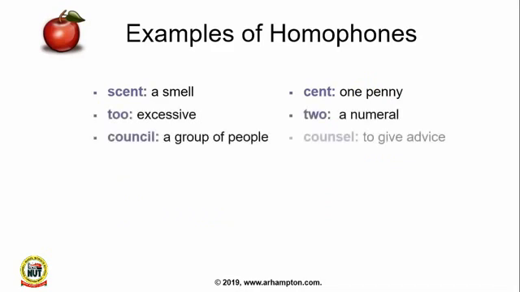Here are some examples of homophones. Scent, which is a smell. Cent, one penny. Again, they are pronounced the same, but they are spelled differently, and they have different meanings. Too, excessive. Two, which is a number. Council, a group of people, and counsel, a verb which means to give advice. Birth means giving life, and berth as a noun means space.